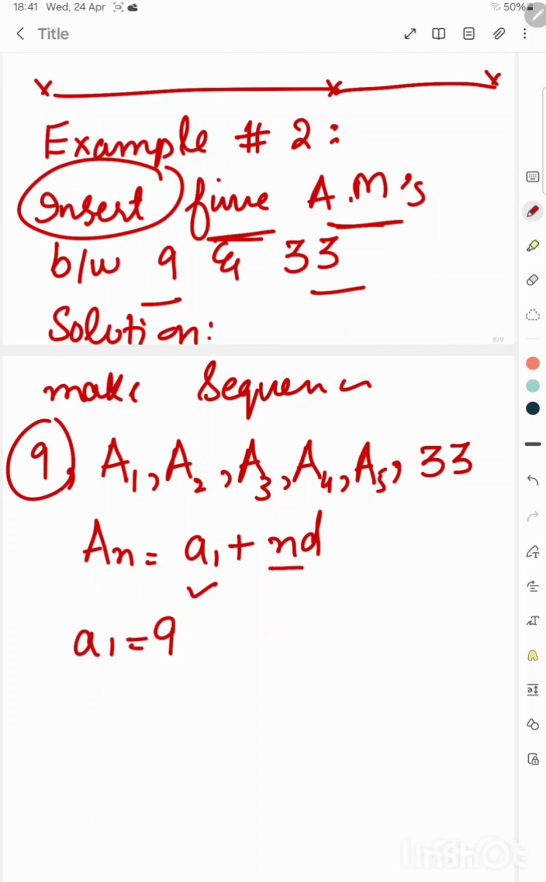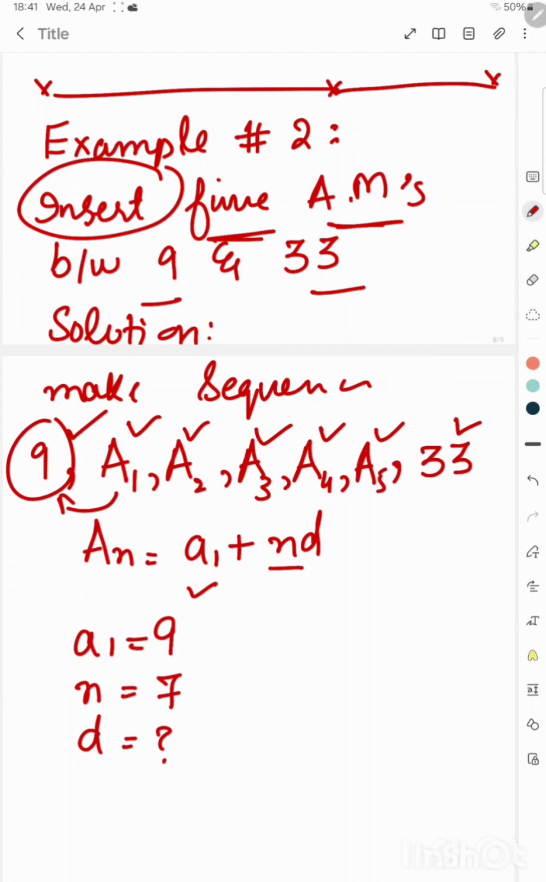Okay. And what is n? N is the number of terms. So here the number of terms is 1, 2, 3, 4, 5, 6, 7. And what is D? We are not able to find D directly because the second value is not given.